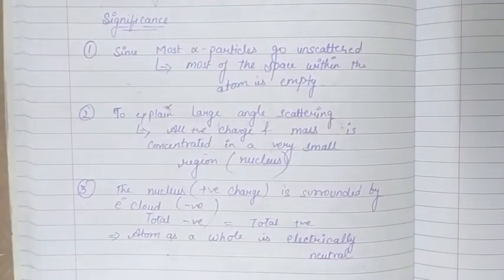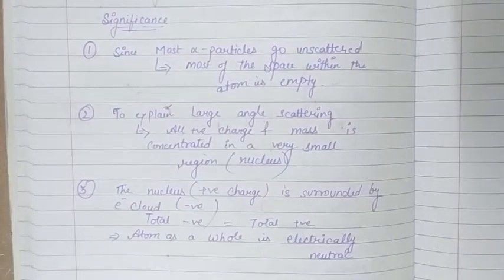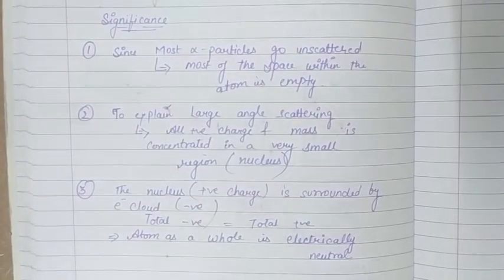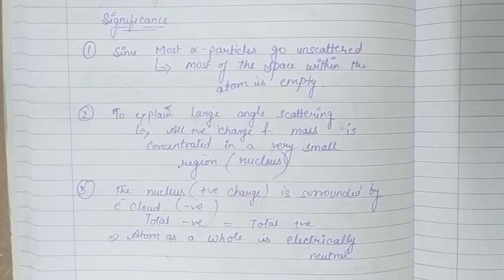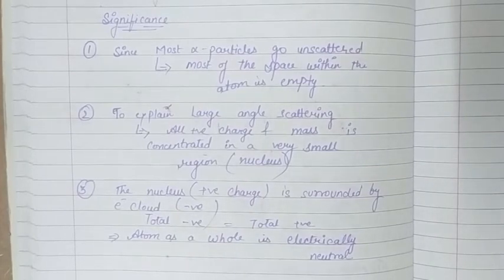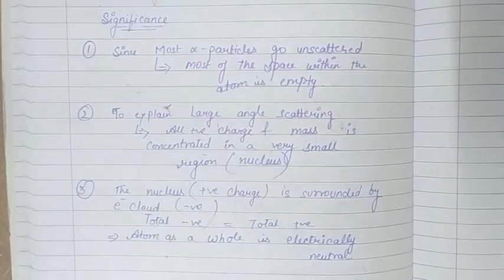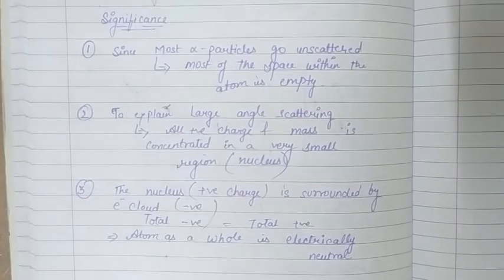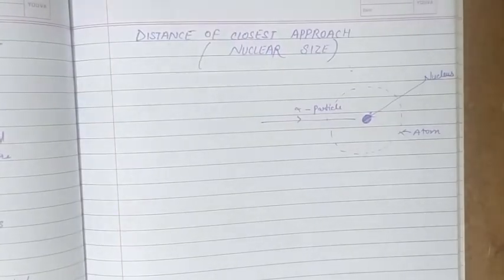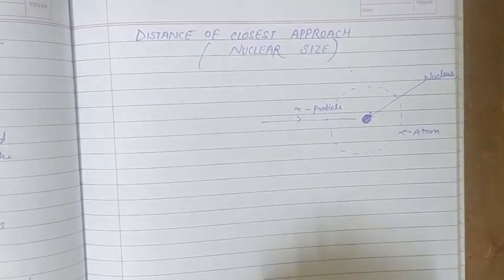Other than this significance, the Rutherford experiment for alpha scattering is also used to estimate nuclear size with the help of the distance of closest approach. So the next thing we are going to study is the distance of closest approach. To find it, we are considering an alpha particle of mass m and initial velocity v.